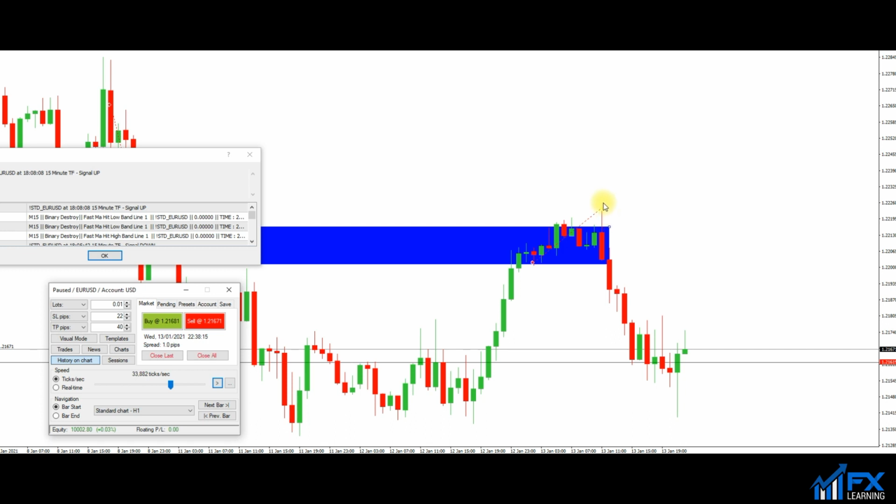Maybe I could have put my stop loss a little bit higher, but you can always look at things in hindsight. Maybe in the next trade, I set my stop loss just a couple of pips higher to protect it more. It is what it is. But yeah, that's how you, I guess, liquidity trade with the binary destroyer. And that is how you pick the perfect setup.